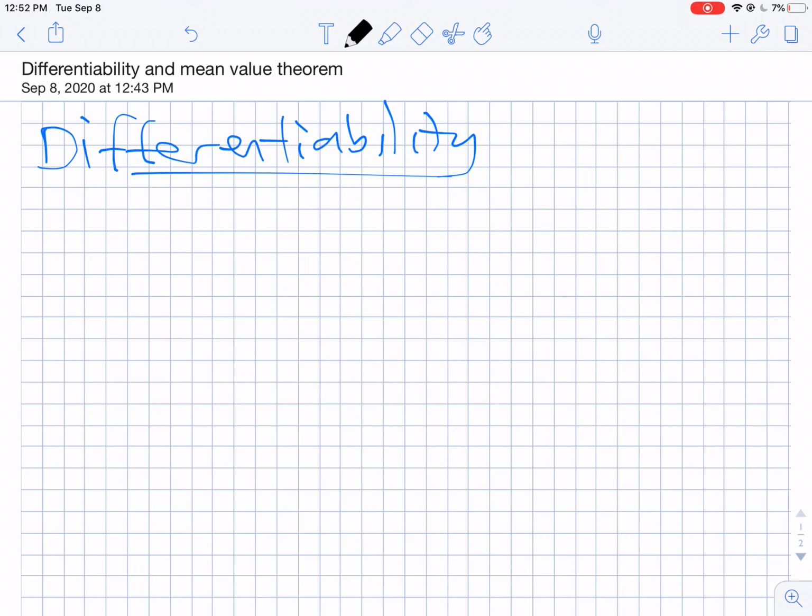Alright guys, so in this video we're going to talk about an important term called differentiability. So this is a definition we're going to see throughout the year. It's an important term for sure. I want to define it and give you some examples of how it's used and kind of think about that.